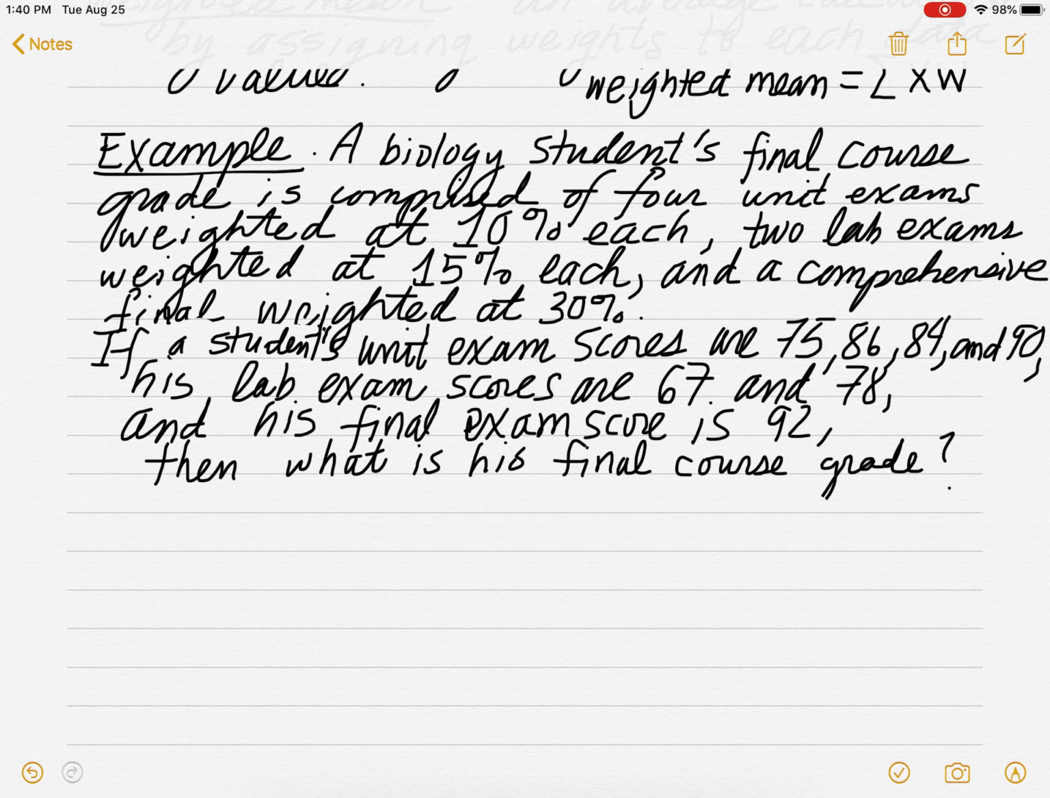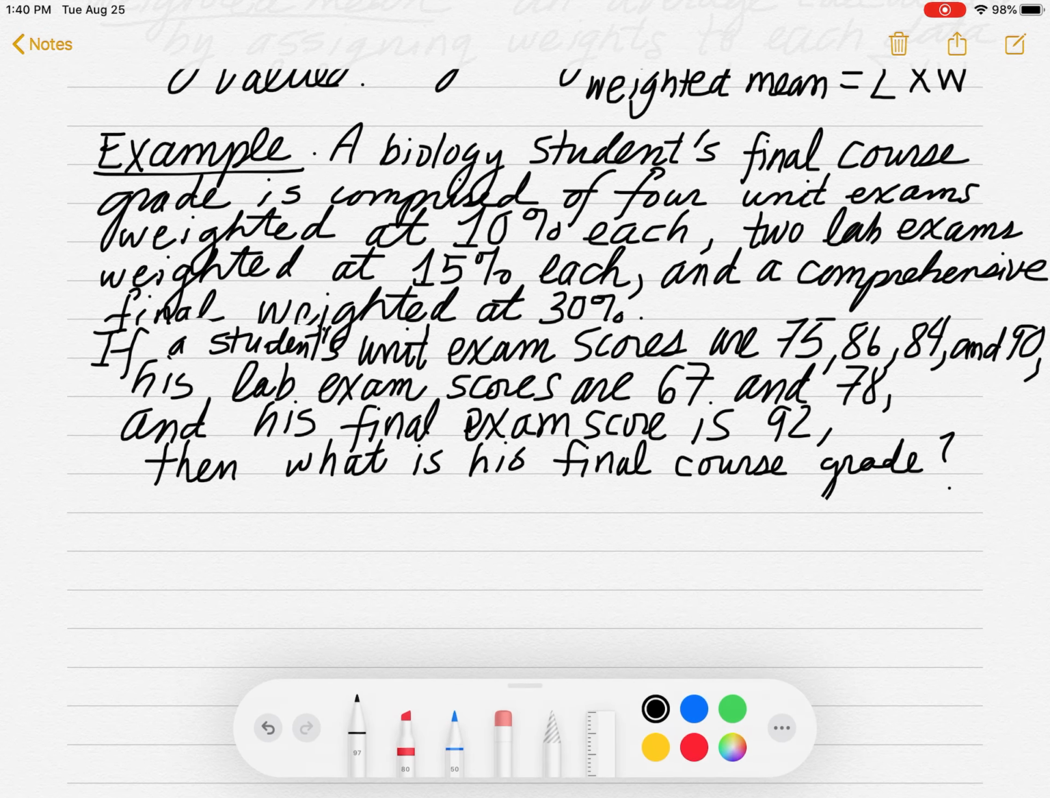A biology student's final course grade is comprised of 4 unit exams, each weighted at 10%, 2 lab exams, each weighted at 15%, and a comprehensive final weighted at 30%. If a student's unit exam scores are 75, 86, 84, and 90, his lab exam scores are 67 and 78, and his final exam score is 92, what is his final course grade? Good question, right? So let's make a table.